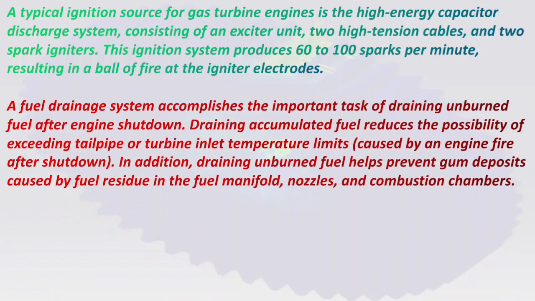The next one is the fuel drainage system. A fuel drainage system accomplishes the important task of draining unburned fuel after engine shutdown. Draining accumulated fuel reduces the possibility of exceeding tailpipe or turbine inlet temperature limits caused by an engine fire after shutdown. In addition, draining unburned fuel helps prevent gum deposits caused by the fuel residue in the fuel manifold, nozzles, and combustion chambers.